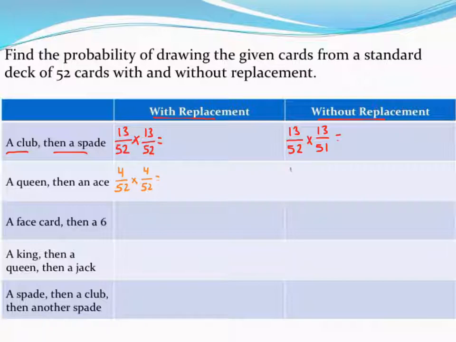So once again, starting out, there's 4 queens out of 52 cards. But I take the queen, I rip it up, I throw it away. There's still 4 aces, but there's only 51 cards in the deck because I've removed one of them. You getting the hang of it?